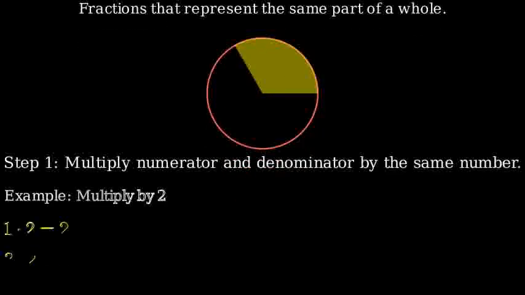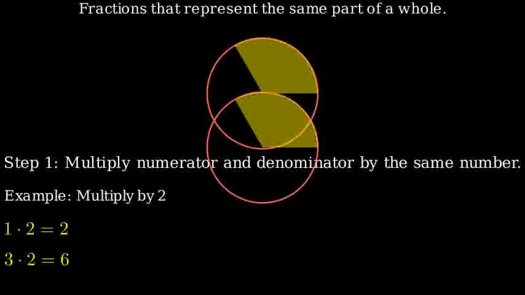Now, we will find equivalent fractions for 1/3. To do this, remember that we multiply the numerator and denominator by the same number. This means 1/3 is equivalent to 2/6. Let's visualize this. Here's a circle divided into 6 equal parts with 2 parts shaded.